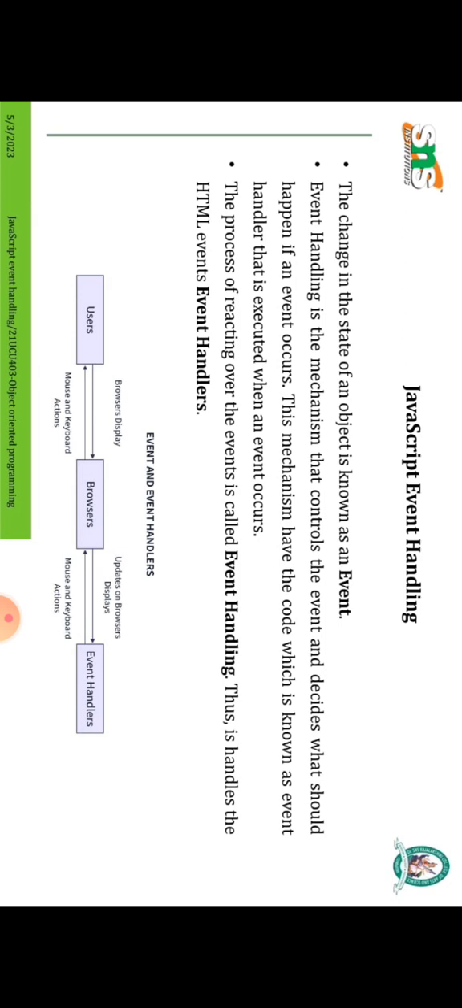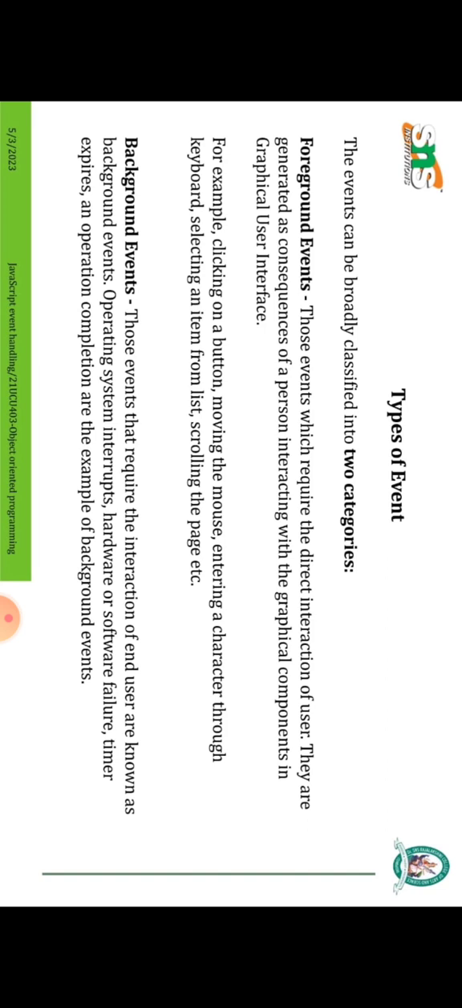In the slide itself we gave a pictorial representation which clearly explains the event and the event handler. Events have been broadly classified into two categories, namely foreground events and background events. The foreground events are those which require the direct interaction of the user. They are generated as a consequence of a person interacting with the graphical components in a graphical user interface. For example, we can click on a button, move the mouse, enter a character on the keyboard, select an item from a list, or simply scroll the page.